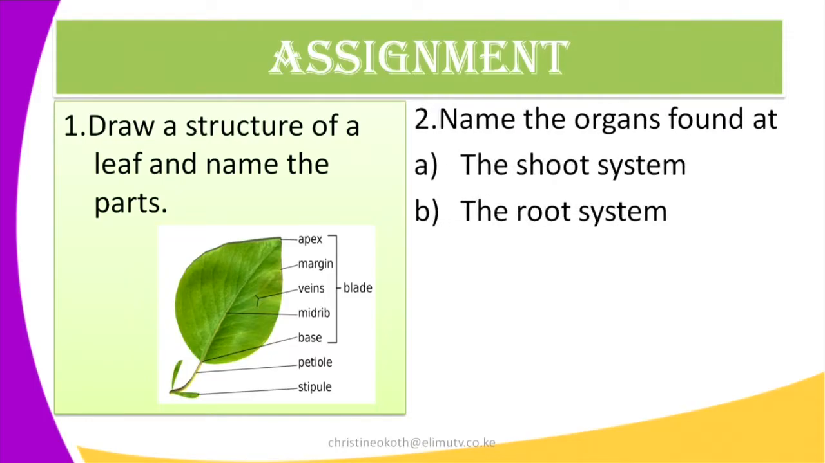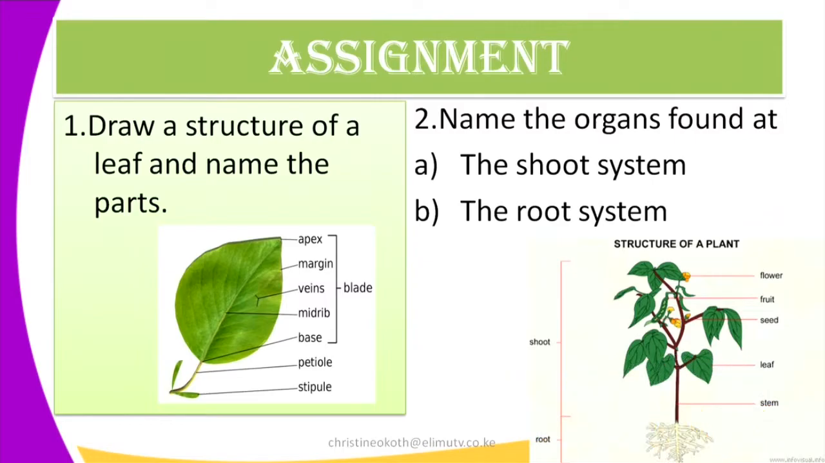The second question was, name the organs found at the shoot system and at the root system. Remember, we looked at the structure of a plant. It has two parts, the shoot system and the root system. The shoot system consists of the flowers, the fruit, the seed, the leaf, and the stem, while the root system only consists of a root. So it's the only organ which is found in the root system.